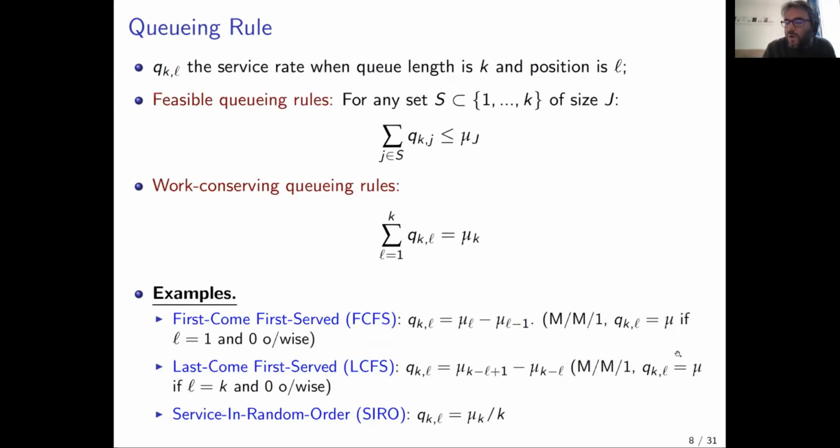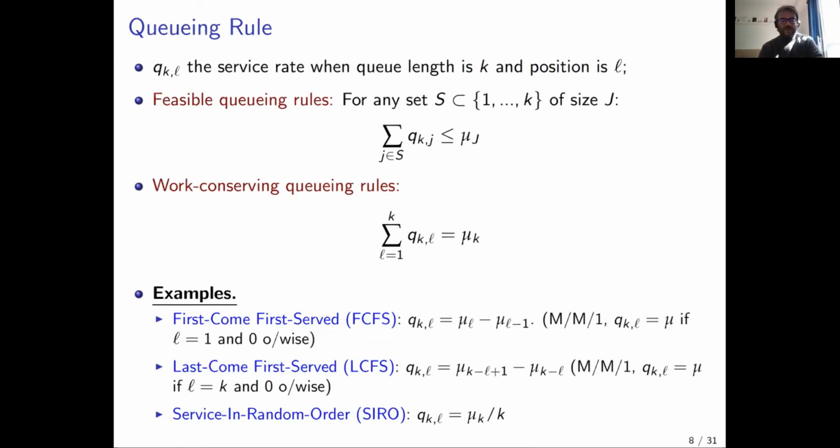And again, in the MM1 model, this gives you exactly what you would expect. Given that the queue length is k, if the position of an agent is L equal k, so he arrived the most recently, then he is served at rate mu. And for the other positions, the service rate is just 0.